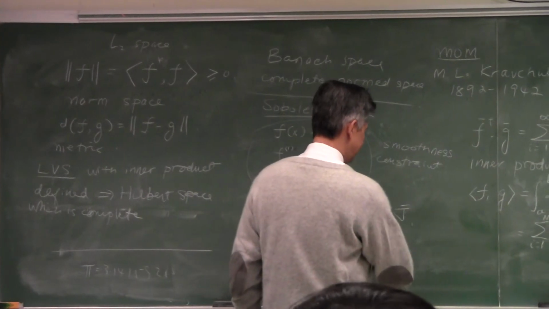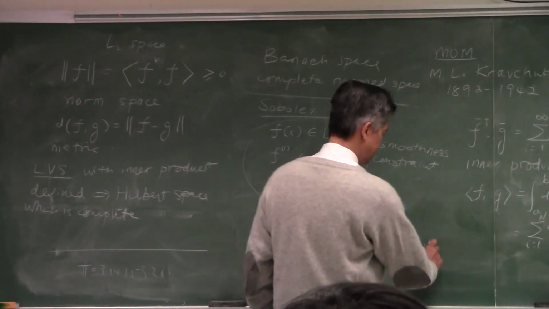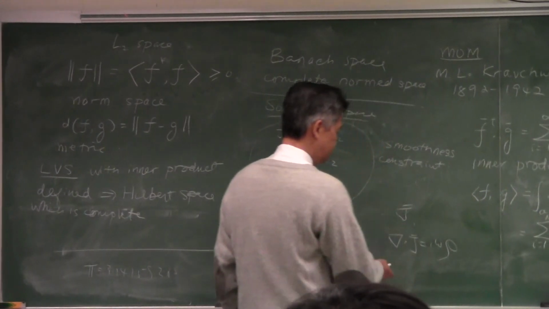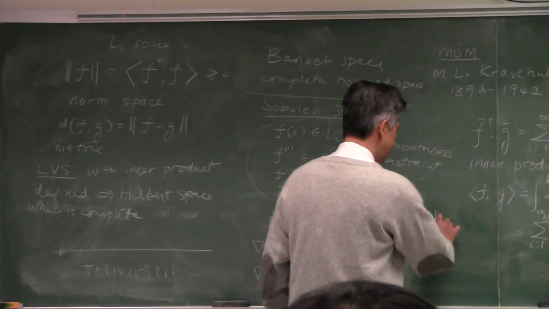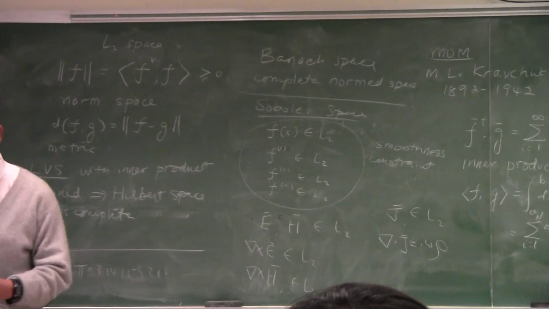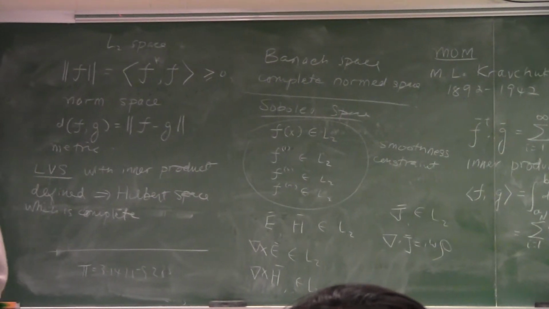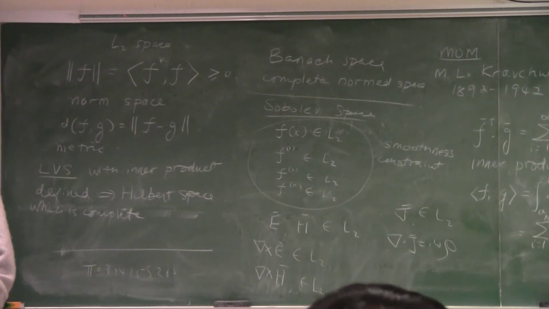In electromagnetics, divergence of J must be equal to charge, right? So J must be a member of the L2 space after you define that in higher dimensions. The divergence of J has also to be a member of the L2 space. Why L2 space?